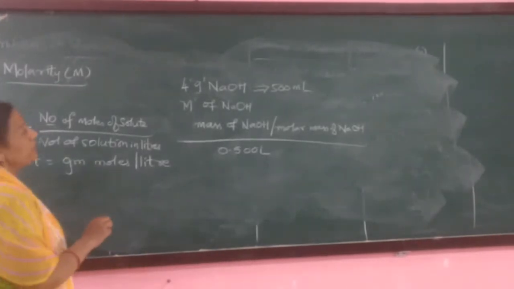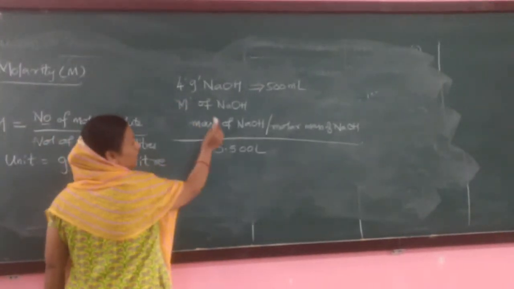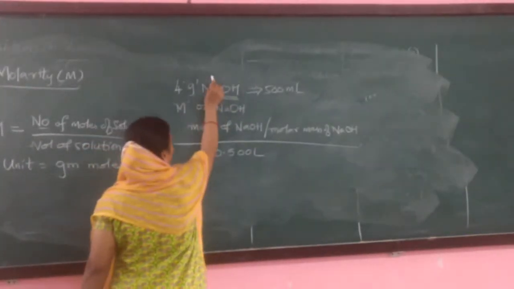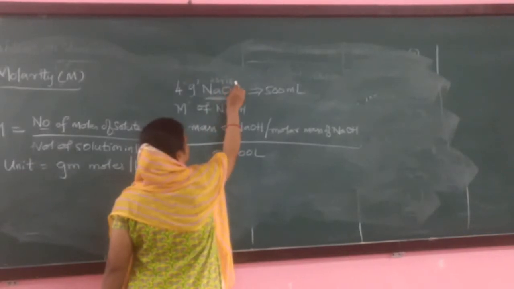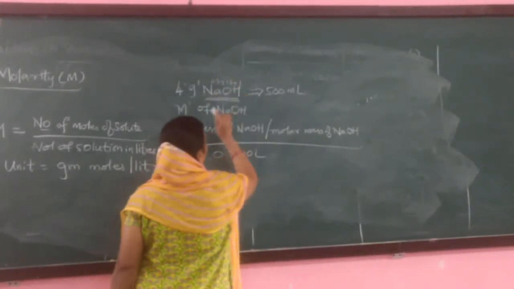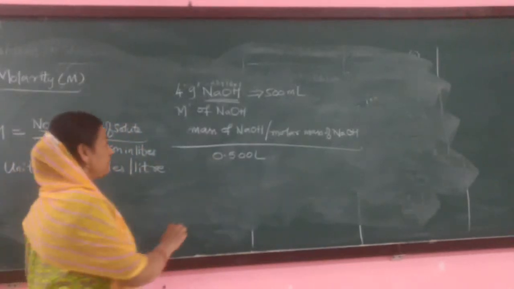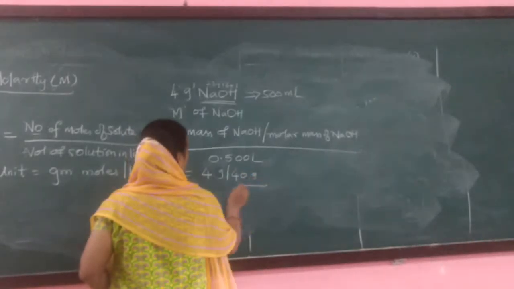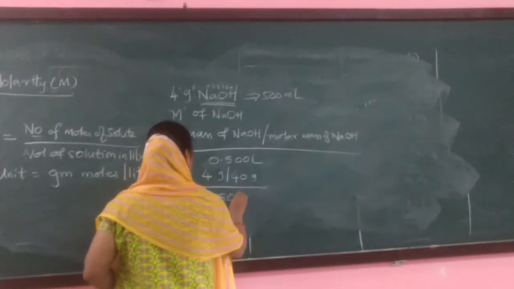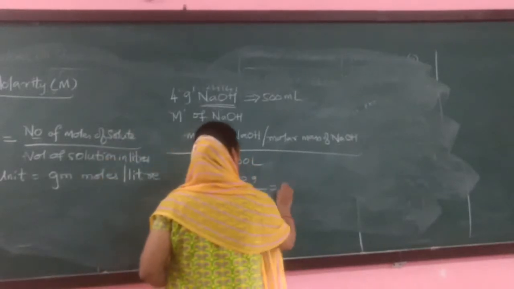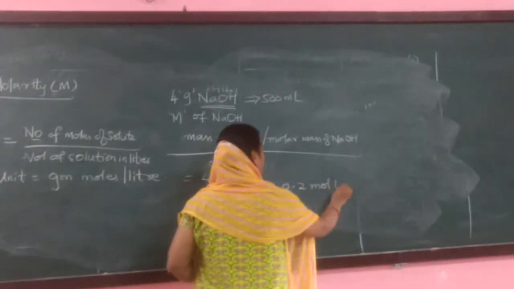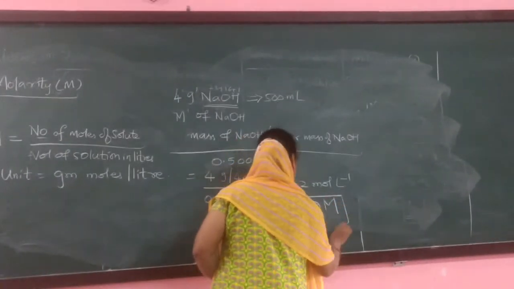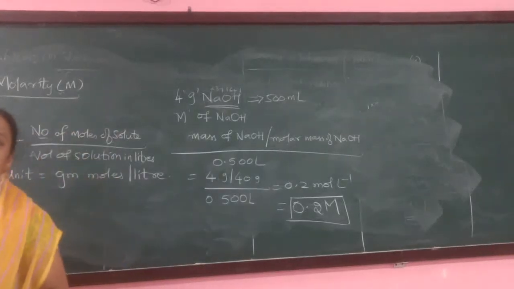What is the mass of NaOH? 4 gram. Molar mass is obtained by adding the atomic masses according to the formula. Na is 23, oxygen 16, hydrogen 1. 23 plus 16 plus 1 will be 40. So if we substitute, it will be 4 grams divided by 40 grams per mole, divided by 0.500 liters, which comes out to be 0.2 mole per liter, which is nothing but the molarity of the solution.